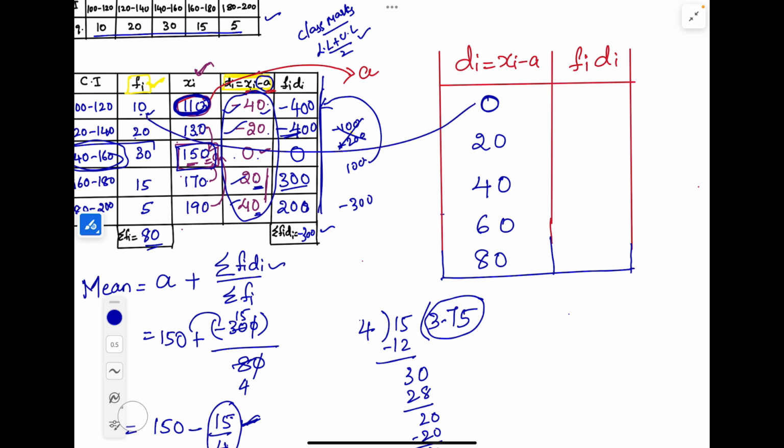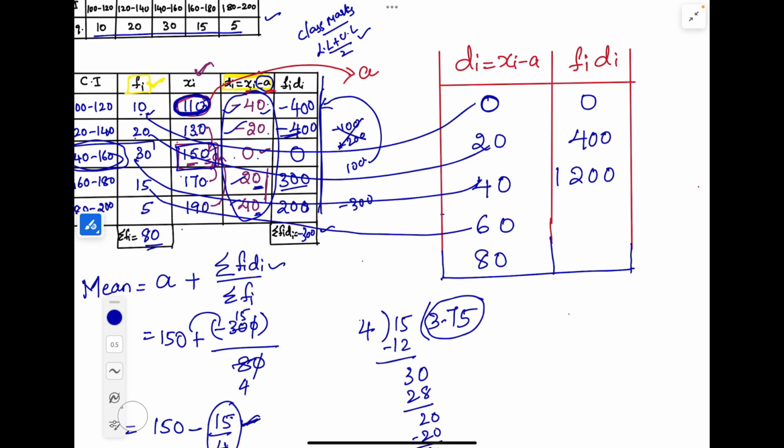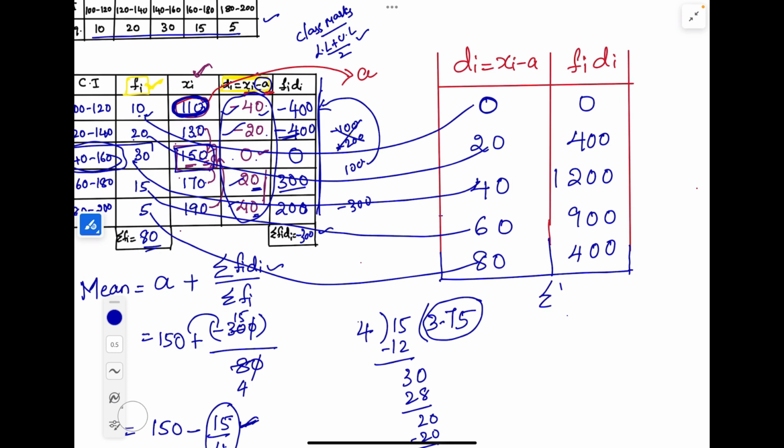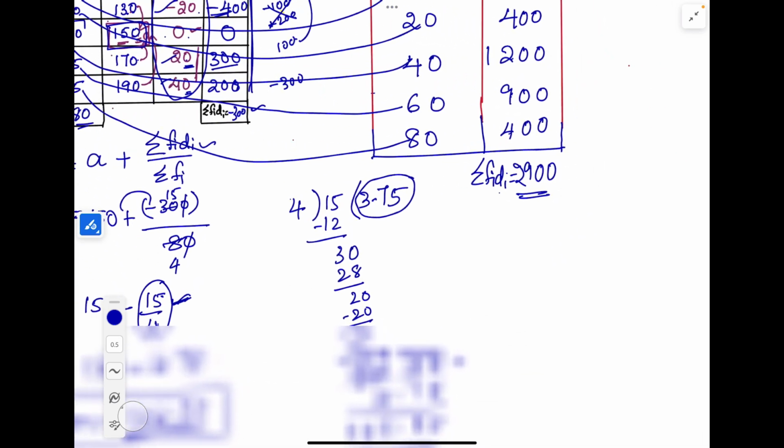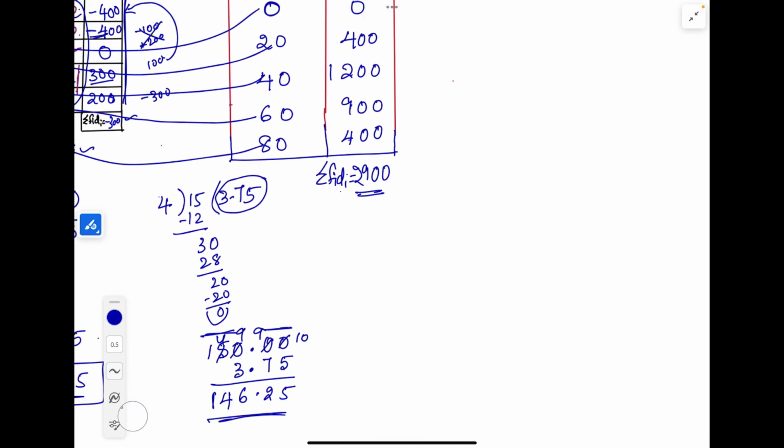Okay, now let us do fi into di. 10 into 0 is 0. 20 into 20, 400. Okay, 30 into 40, 3 4s 1200, 1200. 15 into 60, 900. 5 into 80, 400. So we will be getting 400. Now let us do summation fi di, or sigma fi di: 400 plus 1200 is 1600, 1600 plus 900 is 2500, plus 400, 2900 we got.